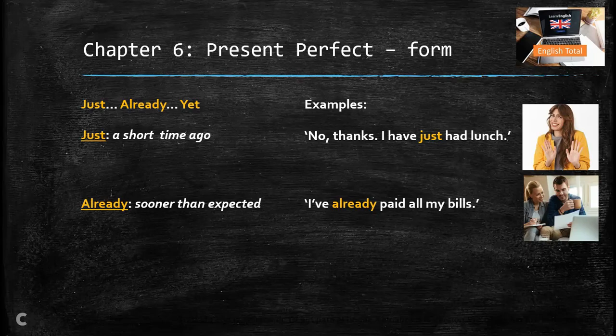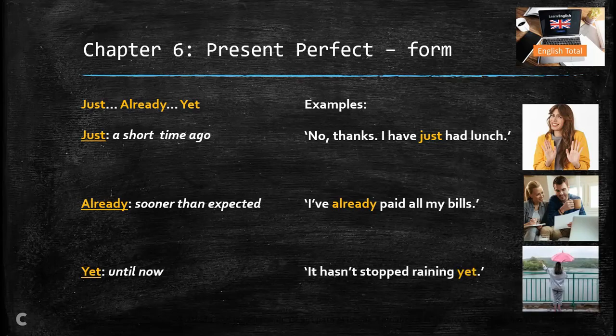Notice that just and already often come right after have or has. And finally, yet, which means until now. It hasn't stopped raining yet. As you can see here, yet often goes at the end of a sentence.